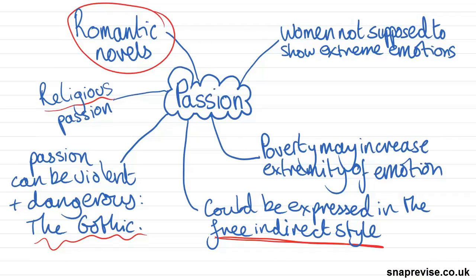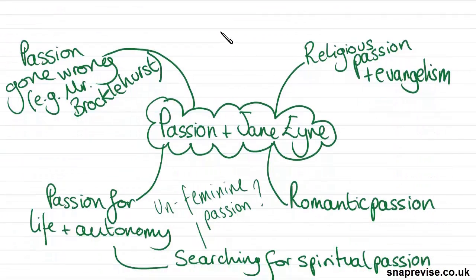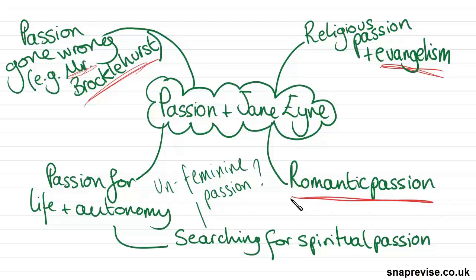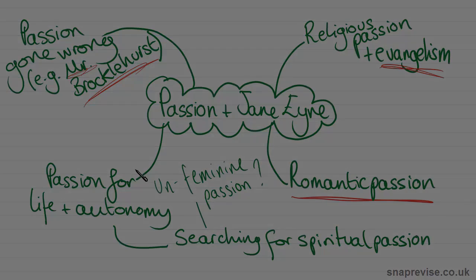So now we must look at the context of the theme in terms of the novel. So I'm just going to quickly think about how passion might be shown in Jane Eyre. Different types of passion, different ways passion could be shown. So we see religious passion and evangelism in Jane Eyre. We also see passion gone wrong. So for example, Mr. Brocklehurst is a very cruel schoolmaster because he's so passionate about evangelism and education, but in all the wrong ways. We obviously very much see romantic passion between Rochester and Jane.